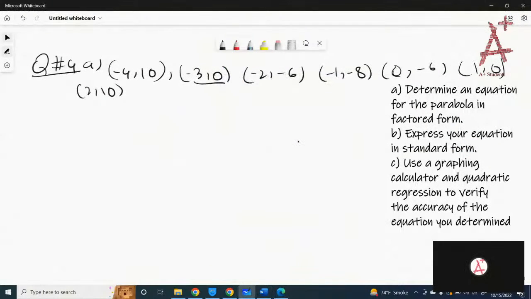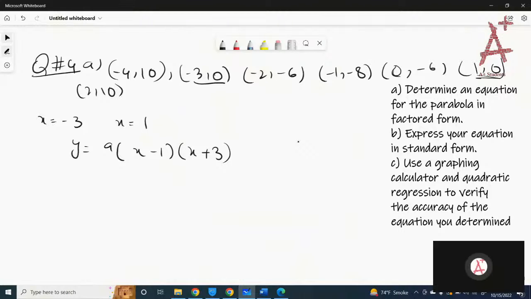Yes, we have (-3, 0) and (1, 0). Use these zeros to find the equation. From this point, we have x equals negative 3, y is 0. And for this one, we have x equals 1. So we can write down the equation as y equals a times (x minus 1)(x plus 3). That is the equation of the parabola in factored form.